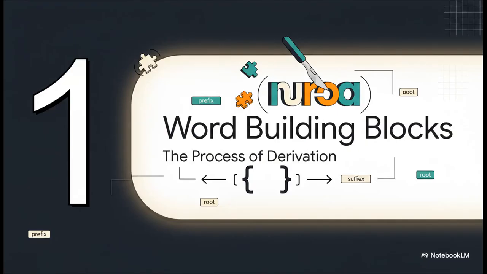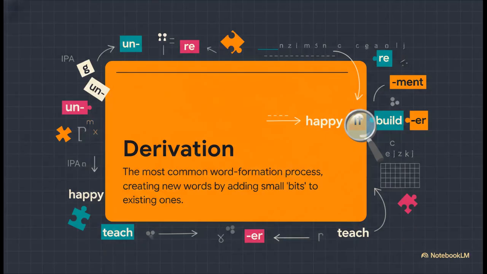So, what we just did there with unhappy and sadness, that's not just a neat trick. It's a fundamental process. It has a name, and believe me, it is the powerhouse behind a massive part of the English language. The process is called derivation, and it is by far the most common way we create new words. It's really all about taking a word you know, adding a little something to it, and making a brand new one. It's simple, but it's incredibly powerful.